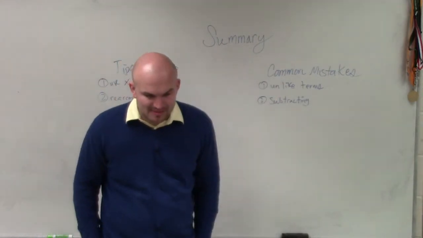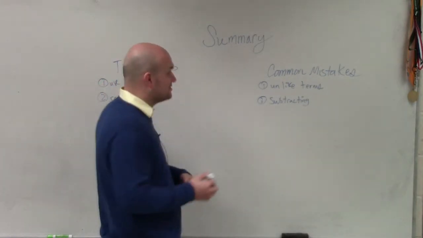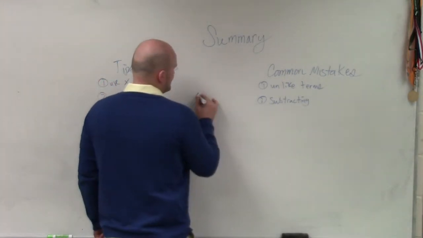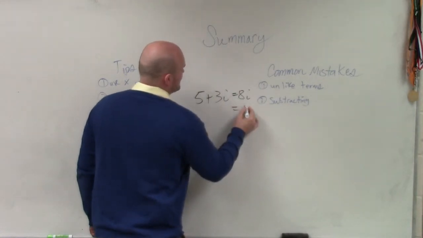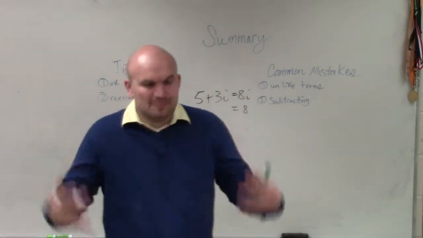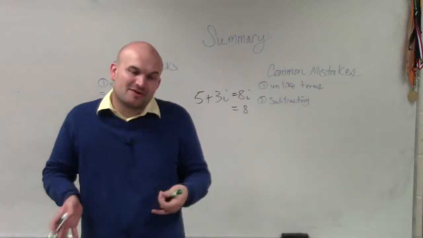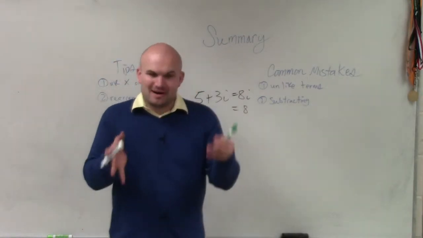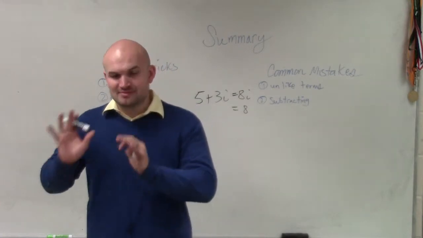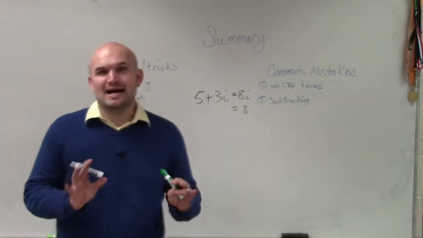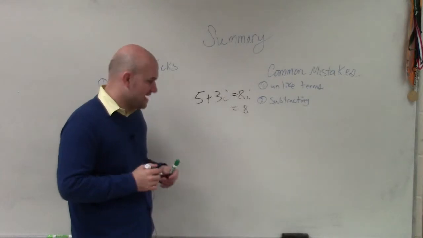The next thing is some common mistakes. I still see students combining unlike terms, saying something like 5 plus 3i equals 8i, or equals 8. These are not like terms. You cannot combine unlike terms. The main important thing about combining complex numbers is you combine your reals and you combine your imaginaries, and that's it. You keep those terms separated. You do not combine real with imaginary numbers.